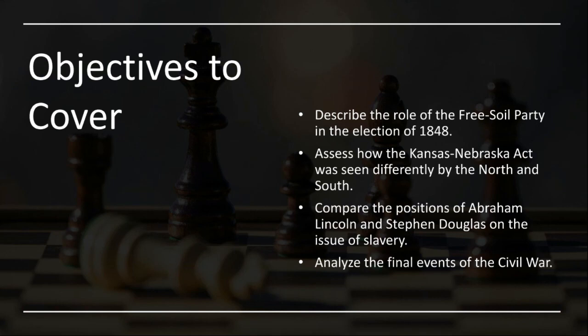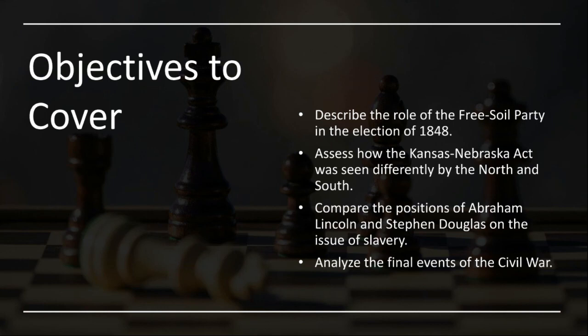The act was received differently in the North and the South. In the North, it was seen as a betrayal of earlier agreements that restricted the expansion of slavery. Northerners were alarmed by the potential spread of slavery into new territories. The South, however, viewed the act as a way to expand slavery and protect their economic and social interests. The passage of the Kansas-Nebraska Act further polarized the nation, fueling tensions that ultimately led to violent clashes in Kansas, known as Bleeding Kansas, as pro- and anti-slavery settlers clashed in their efforts to influence the territory's status.